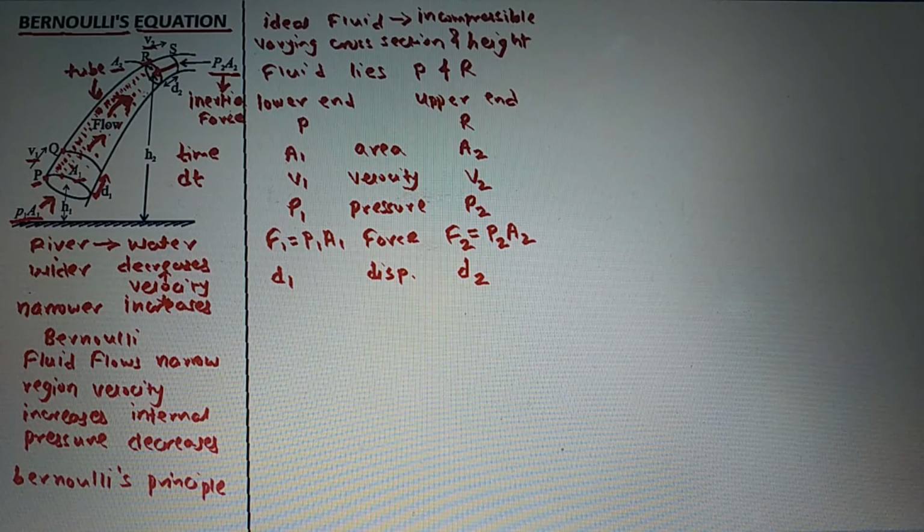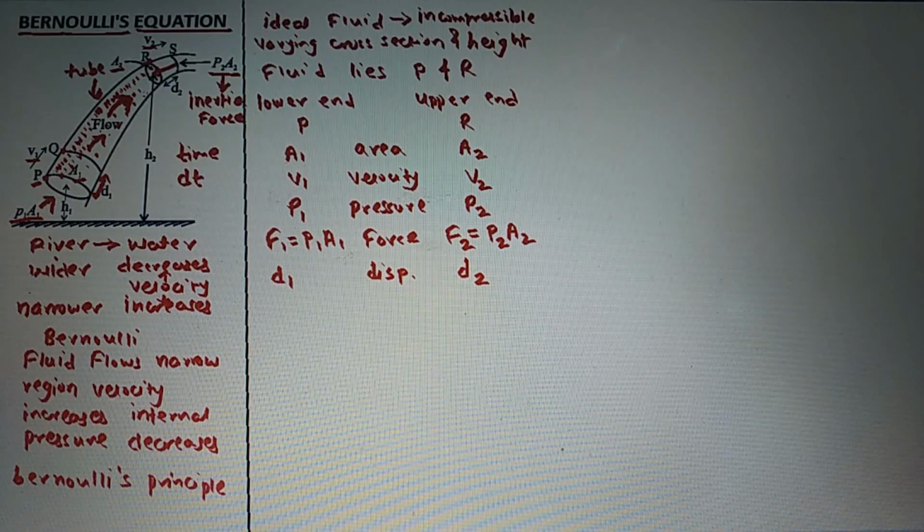to this inertia force P2A2, and this displacement of fluid is due to this flow of fluid which is from the cross section P to R here, and this flow of fluid is due to this force P1A1, which is acting on the fluid at the lower end P.